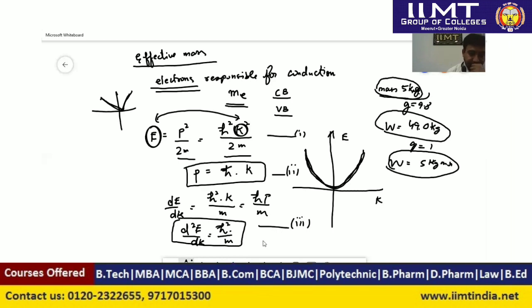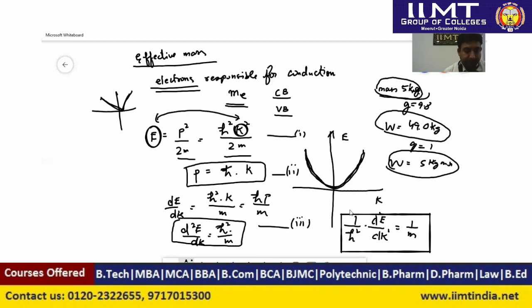So if we try to rearrange it, it can be written as 1 by h bar square into del square E by del k square equals 1 by M. Now see, the second derivative results in mass, and that too positive mass. What do you mean by positive mass?